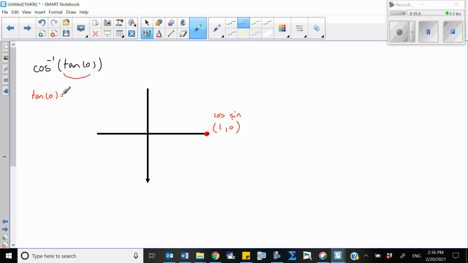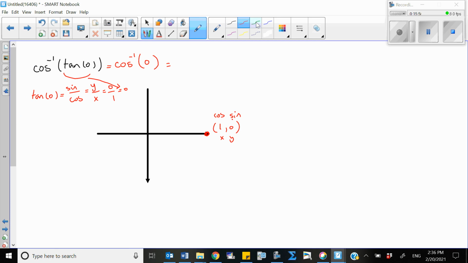And we know that tangent is sine over cosine, or we can also say y over x. This is y and this is our x. So it's equal to 0 over 1, which is equal to 0. So we found the inside. It's equal to 0. We have cosine inverse of 0 now. This is what we need to find.